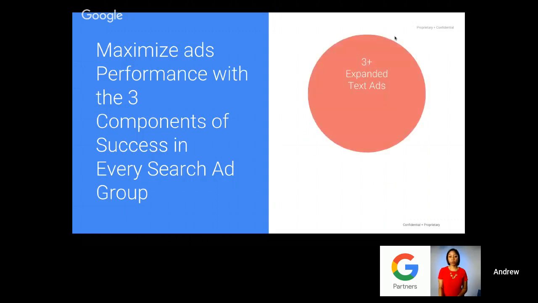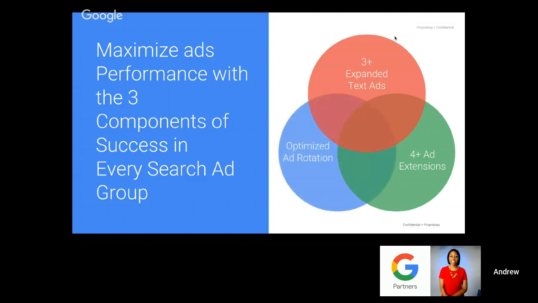Those 3 components are making sure that you have 3 or more expanded text ads in every ad group, ensuring that you have 4 or more ad extensions on every campaign, and then lastly, ensuring that your ad rotation is set to optimize. These 3 things are what we call creative excellence. It's something that you'll probably hear come up many more times, especially with 2018 on the up and coming. So let's dive into each of these a little bit more deeply.